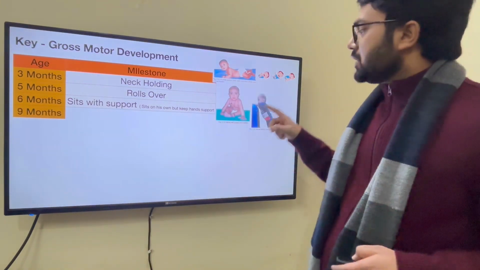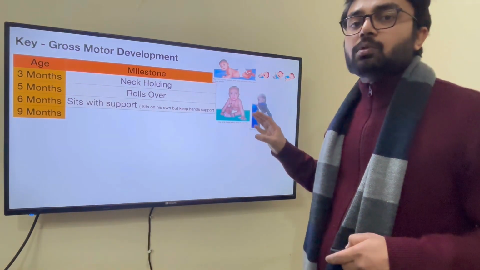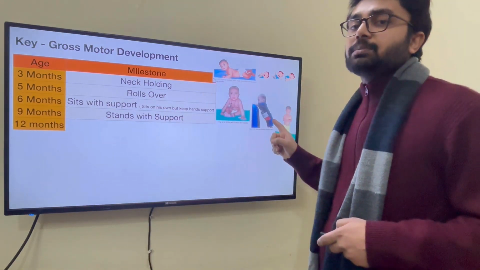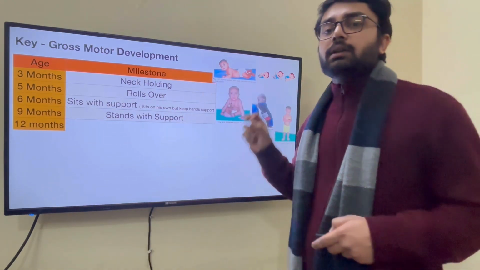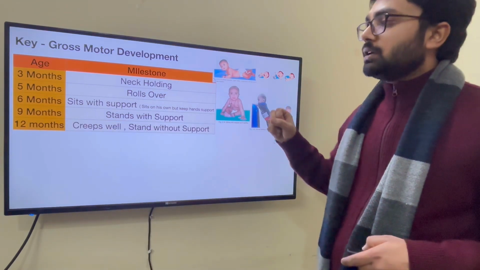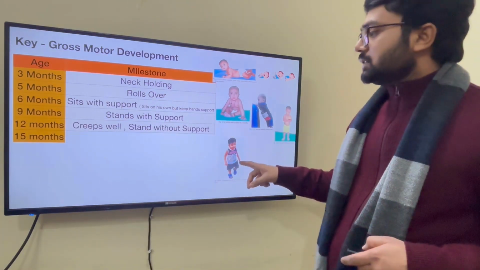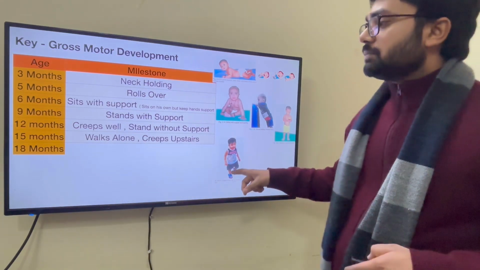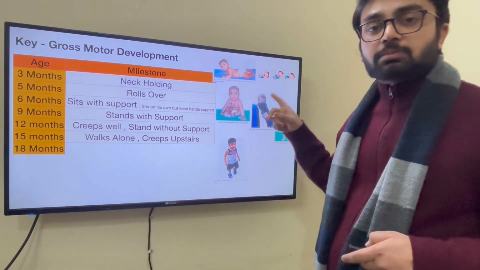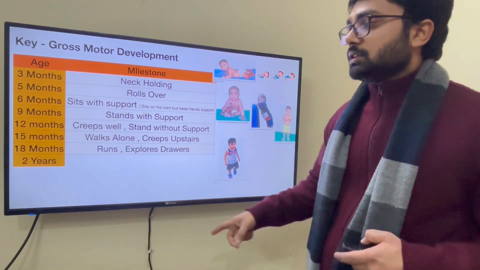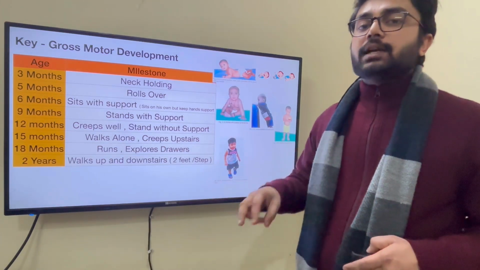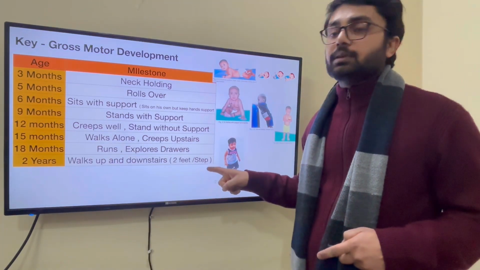At 9 months, the child is able to stand with support. And at 12 months, the child is able to stand without support, but he cannot walk alone. He needs some support. At 15 months, the child is able to walk alone. And at 18 months, this same child becomes notorious and now he explores the drawers. He runs. At 2 years, the child is able to walk up and down stairs, but 2 feet per step.